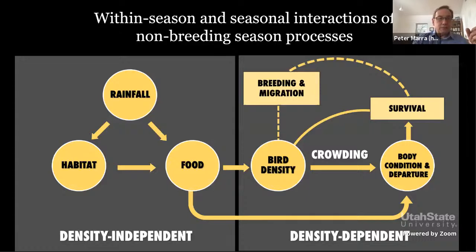So from a density independent effect, I'll show you how habitat and rainfall can influence food in the form of insects or arthropods, and how arthropods can influence the body condition of birds directly and their ultimate departure and survival. But it can also work through density dependent mechanisms through crowding and work that way. So in the end, I'll just tell you the answer. It is going to be a combination of density independent and density dependent effects that determines the ultimate condition of these birds at the end of the winter season.